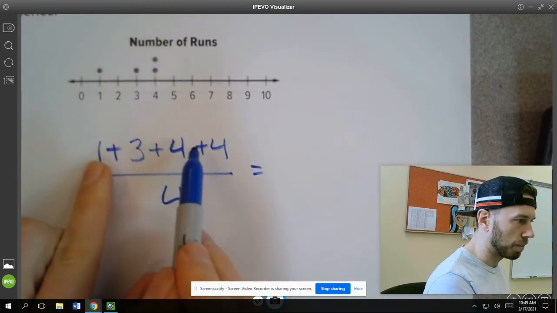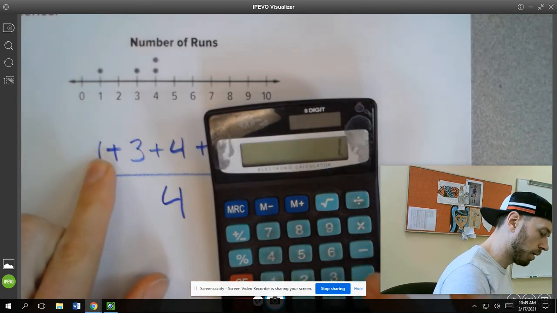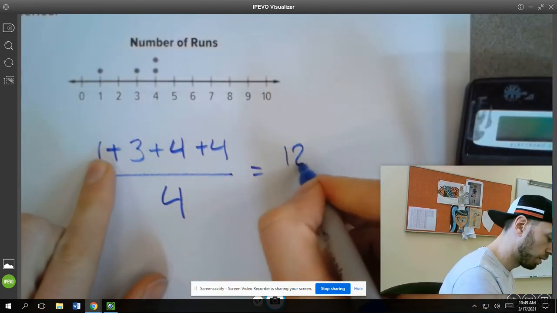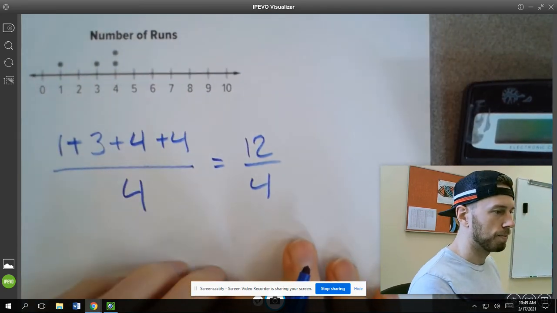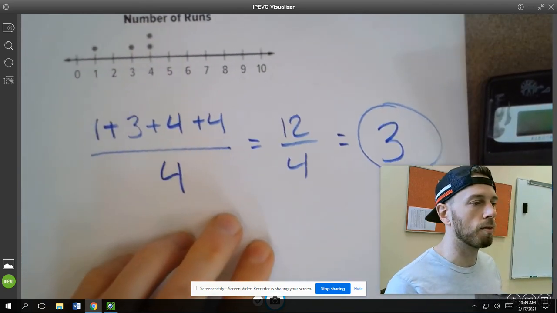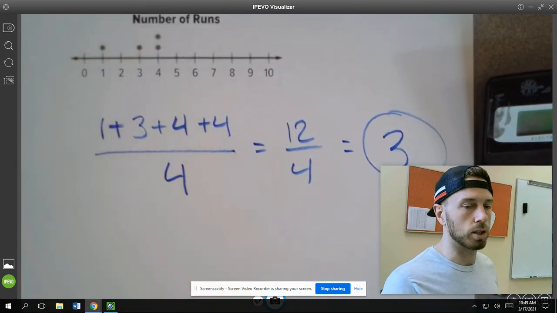So adding all this up here, 1 plus 3 plus 4 plus 4. Do it on my calculator real quick. 1 plus 3 plus 4 plus 4 should be 12. Divided by 4. 12 divided by 4 is 3. The average number of runs that they scored in their games was 3. And you can see that it's a good representation of those right there.